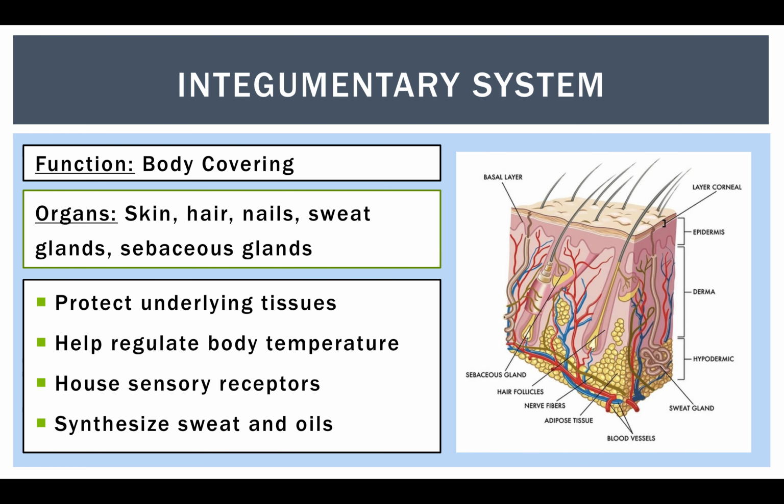The first system we'll go over is the integumentary system. Its function is to cover the body. It does this through the organs of the skin, hair, nails, sweat glands, and sebaceous glands, which secrete oil. The integumentary system protects underlying tissue. It protects it from physical damage as well as from invaders getting in, like dust, dirt, germs.